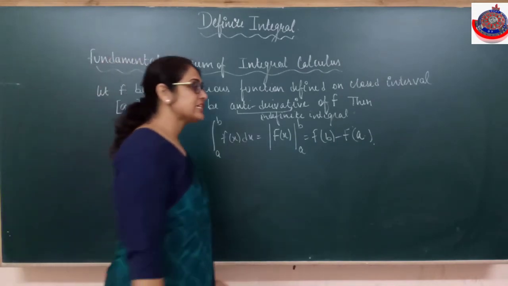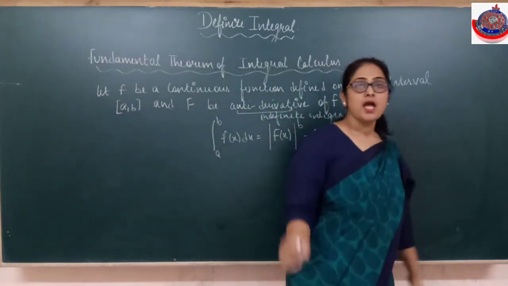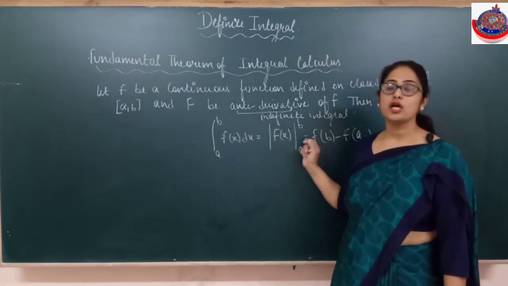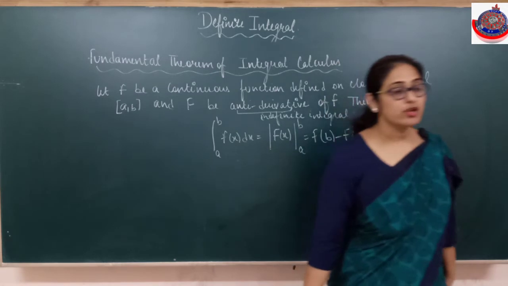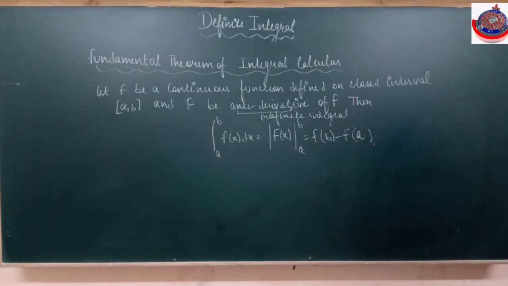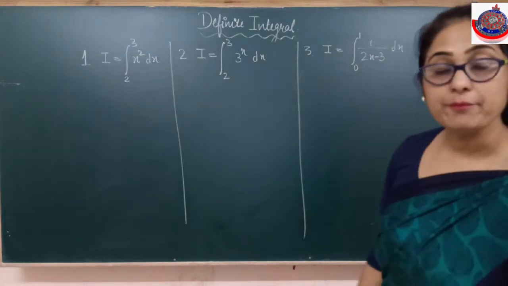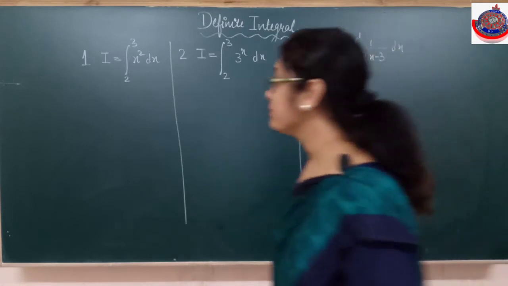So you have to integrate the given function. Put upper limit minus lower limit. That plus c will not come because we are dealing with definite integration. Now let's pick up some simple examples related to definite integration, to see how to solve it. Look at the questions written on the board. The first is I have to integrate x square with respect to x from limit 2 to 3.